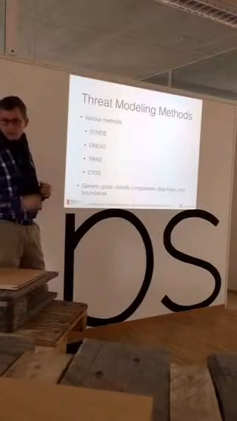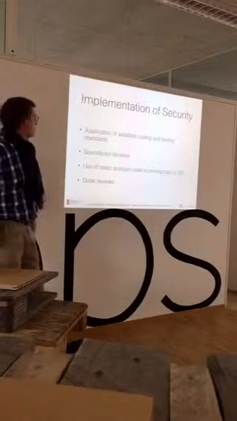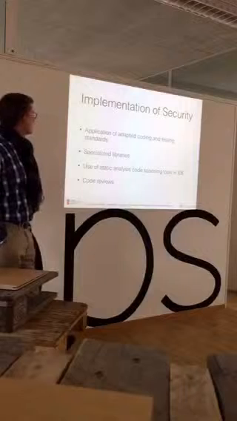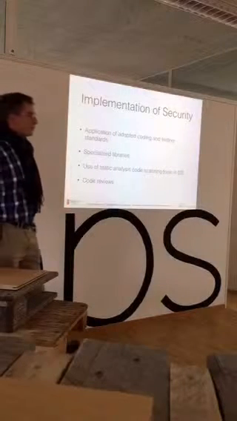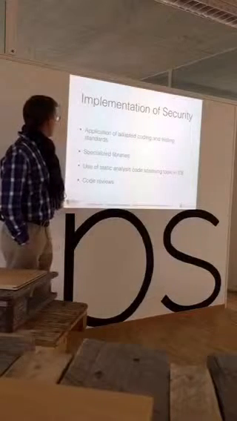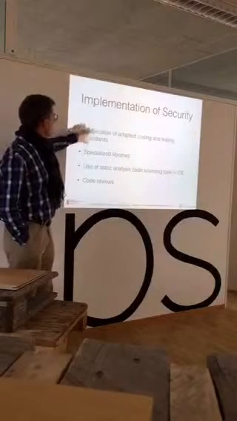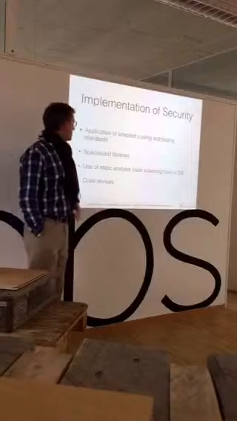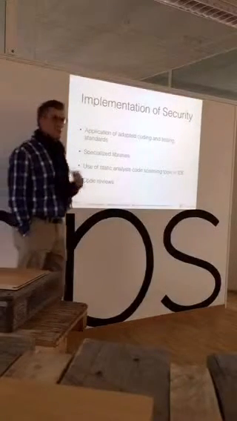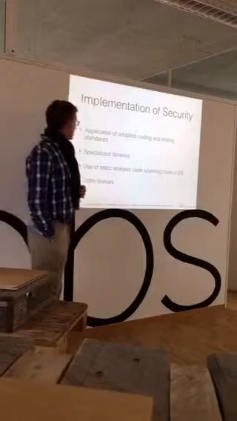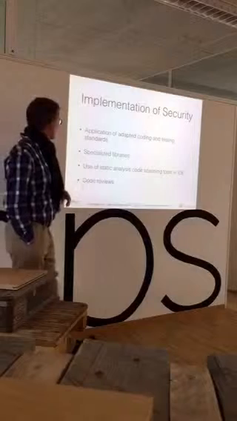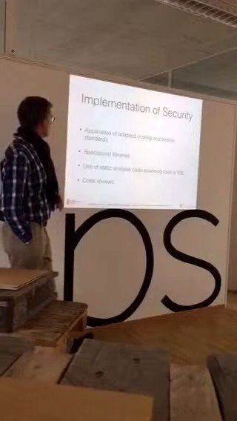And when you have done all of this, then you can go to the implementation. It is quite straightforward, and there are a lot of things that can help you to do a good job. Good security means applying adapted coding and testing standards. If you don't have any coding standards, then you will introduce bugs and software vulnerabilities in the code.